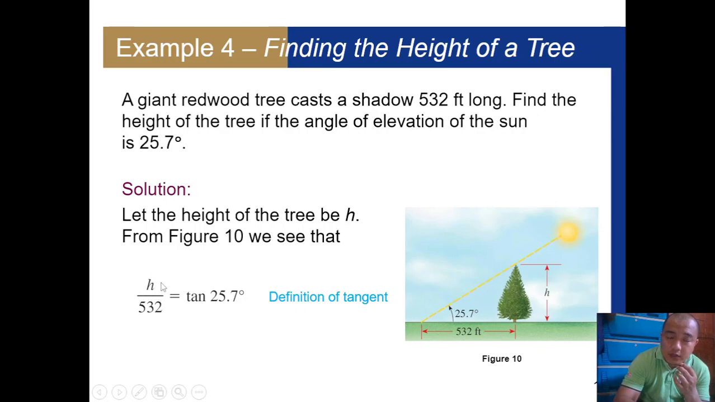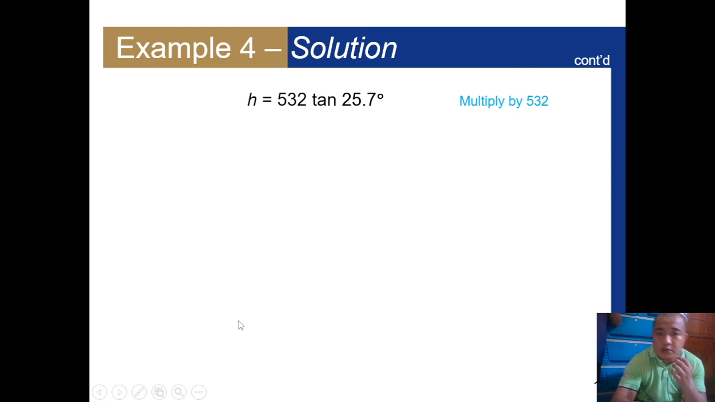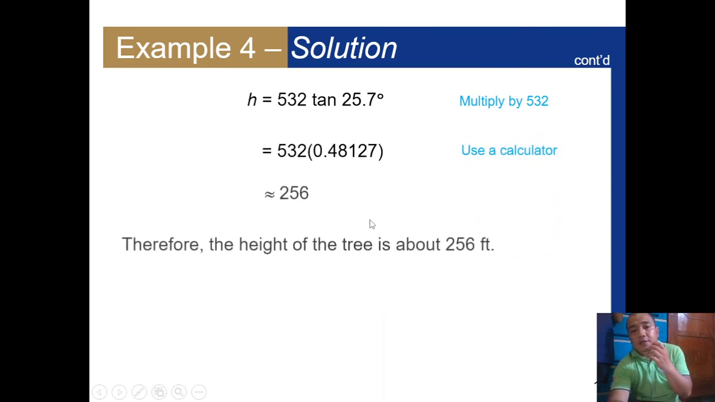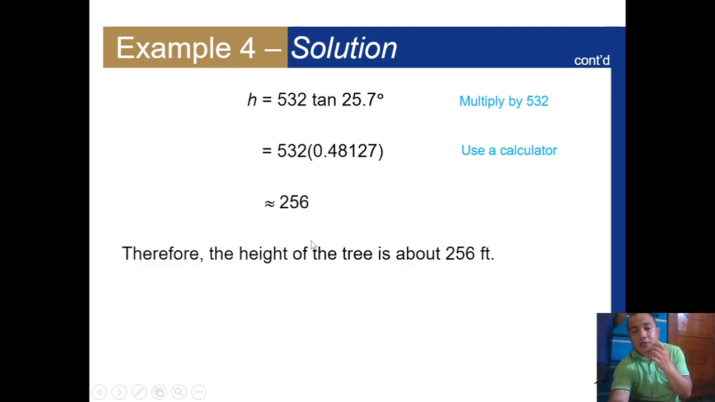And from this cross product, tangent 25.7 degrees times 532 is, okay, you can use your calculator now. H is equal to 256 approximately. So the height of the tree is about 256 feet.